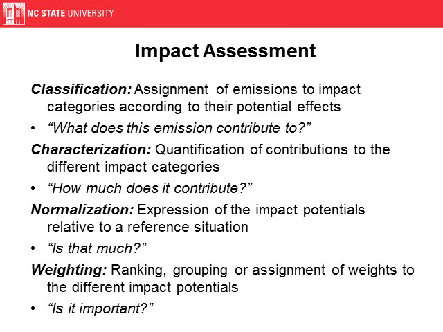So the 4 stages of impact assessment are classification. That's going back and assigning each emission to the impacted categories that it affects. Characterizing the emissions: if we know methane causes global warming, how much global warming does a kilogram of methane cause? That's how much it contributes. And then we can normalize it and say, is that a lot?